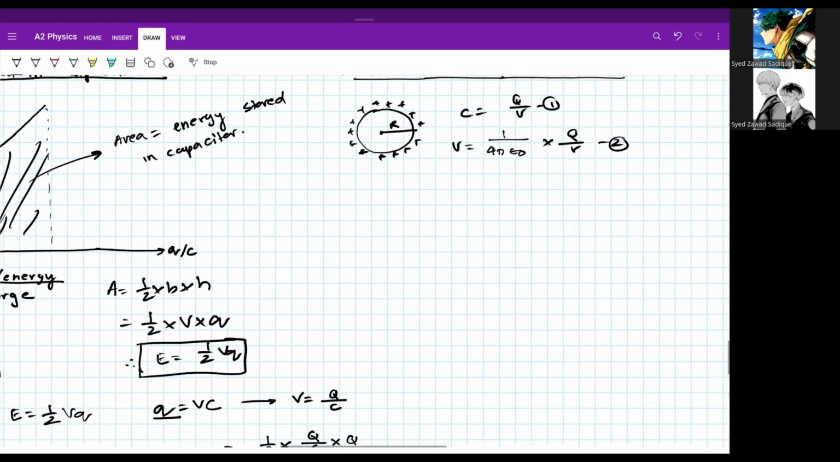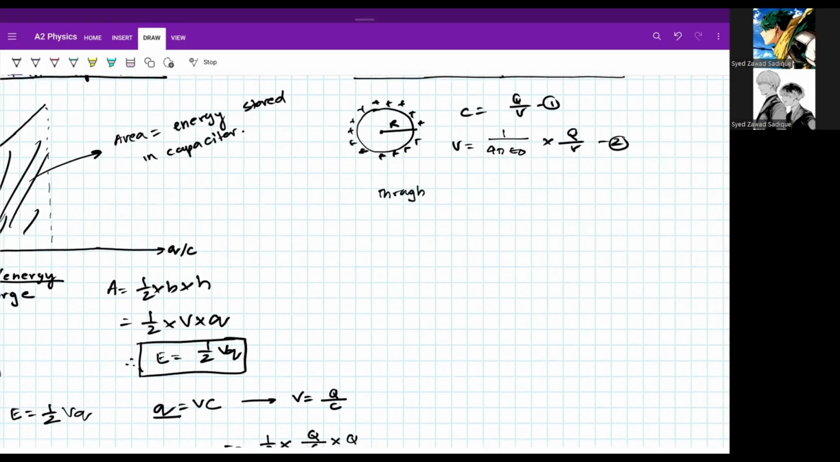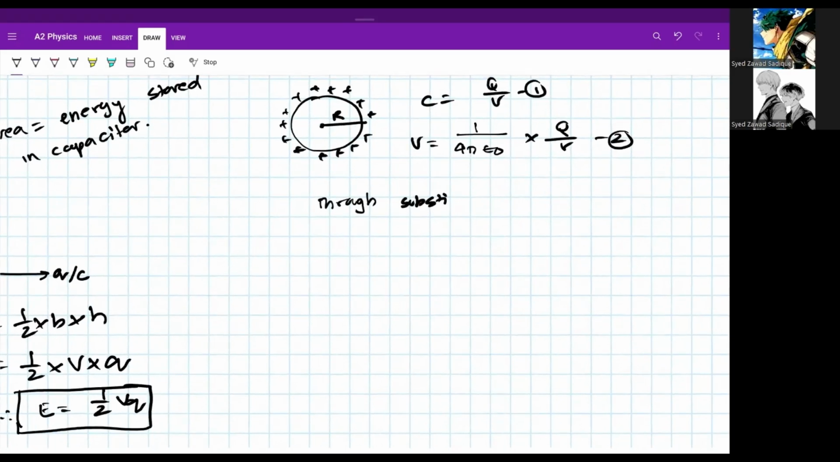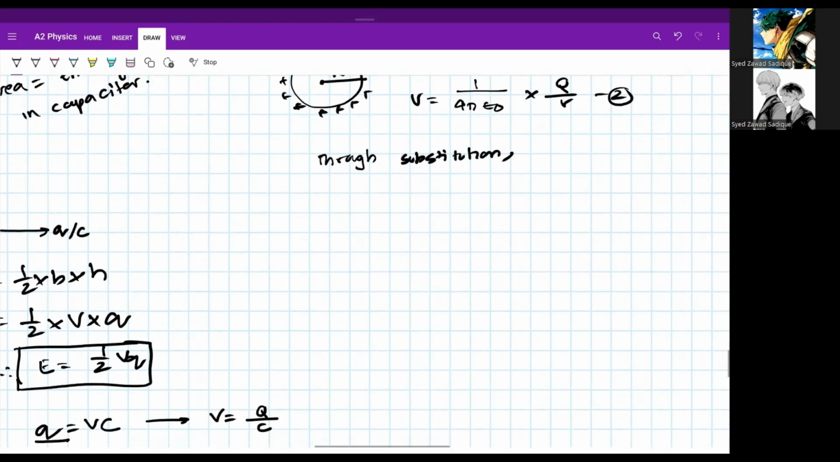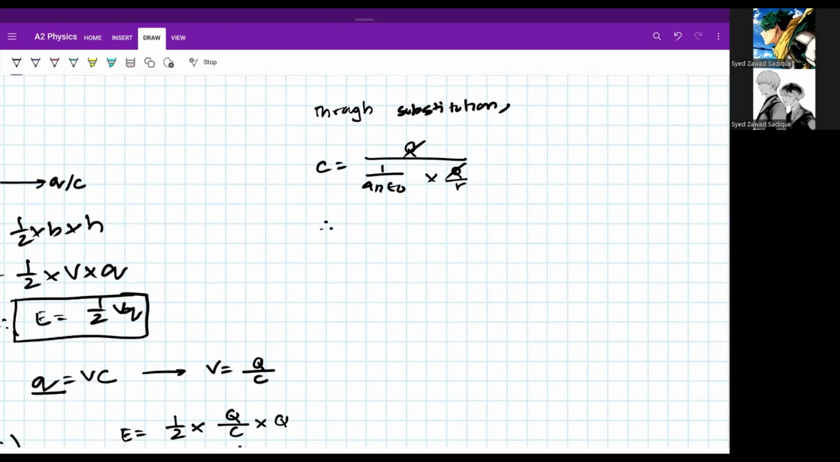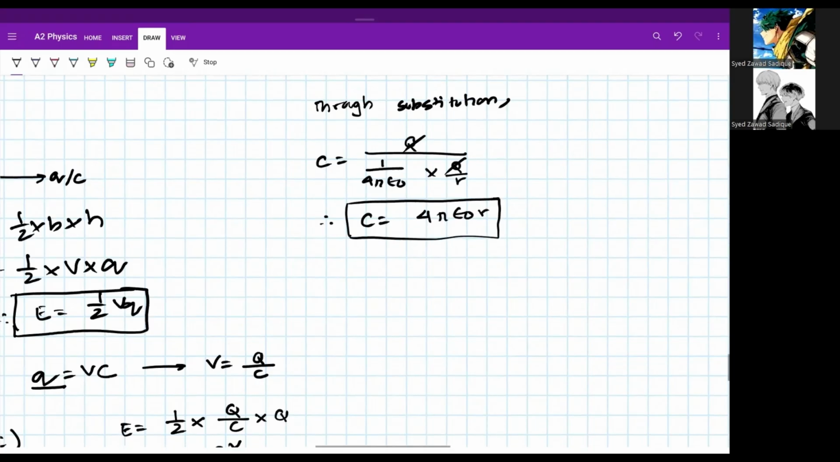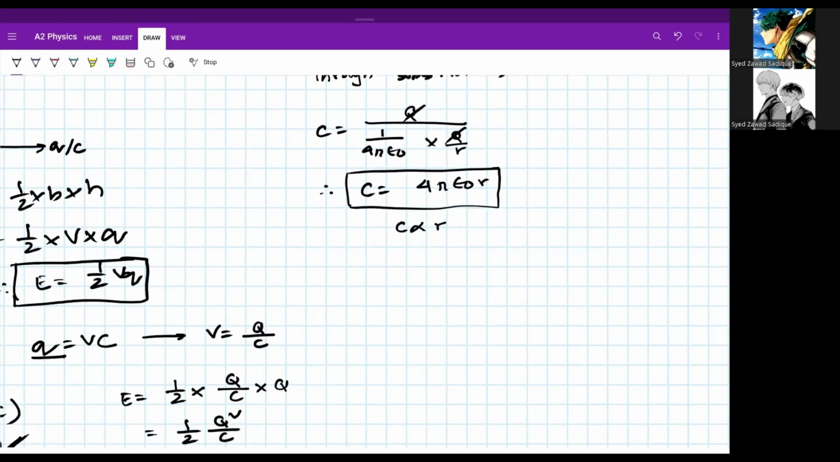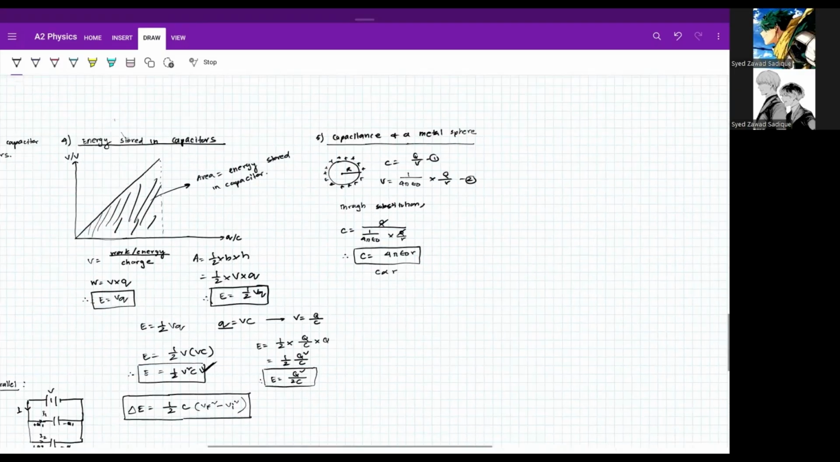Now, through substitution, we can say C is equal to Q divided by 1 by 4 pi epsilon naught multiplied by Q by R. So Q cancels out. Therefore, capacitance of a metal sphere is 4 pi epsilon naught R. And from this relationship, we can say that C is proportional to R. Now, that's concept number 5.